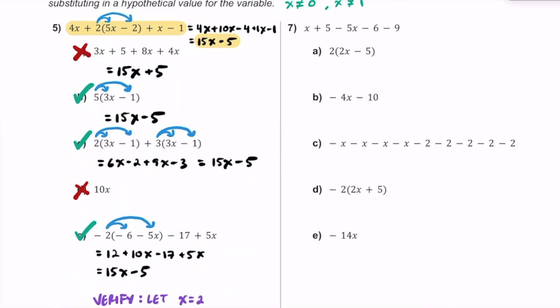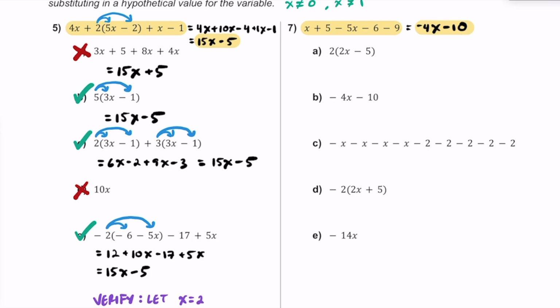For number 7, let's go ahead and simplify this thing. There's no distributions to be made here, so we have 1x, take away 5x. That's going to be negative 4x, right? So negative 4x. And then we have 5 minus 6, which is going to be negative 1. Negative 1 minus 9 is going to be negative 10. All right, so this one wasn't too bad, hopefully, to simplify. So here was our original. Here's a simplified version of that.